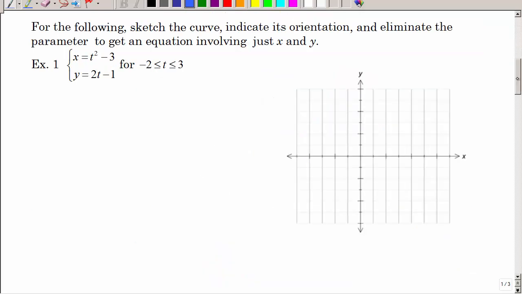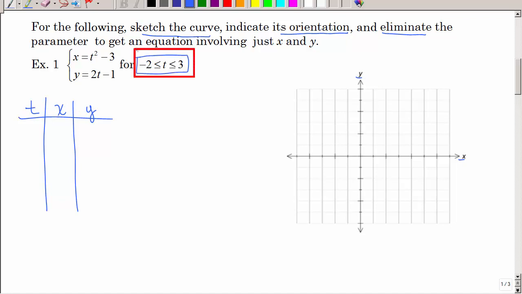So our goal today is to take a set of parametric equations, and we're going to learn how to sketch the curve, we're going to indicate that orientation, and then we're going to eliminate the parameter to get an equation involving just x and y and compare those two graphs. So how are we going to sketch the curve? The easiest thing to do is plot points, but we have an x, a y, and a t. So let's make a table of values where t is our independent variable, and then we have x and y, and then we'll plot it on an xy coordinate system.